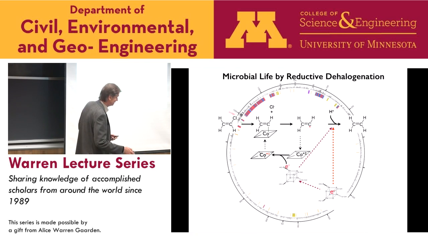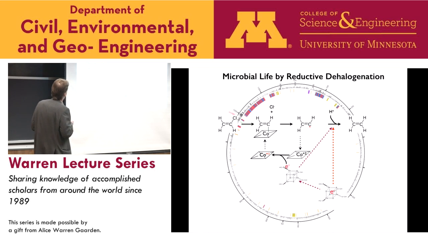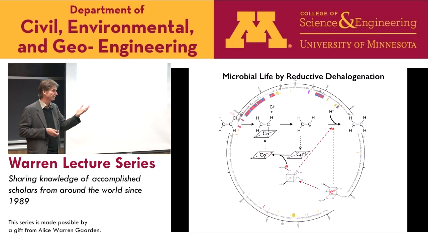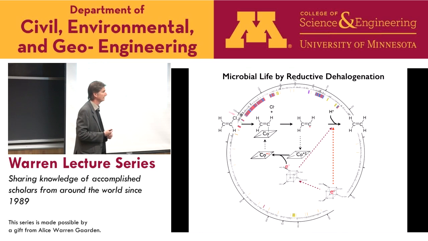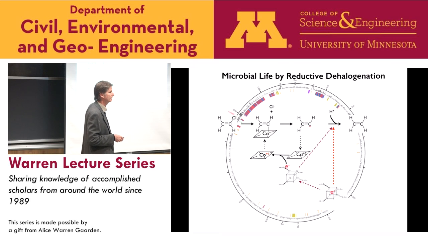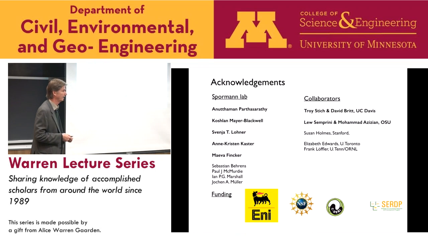So with that, I want to finish and thank the individuals involved. Anutaman did the protein chemistry work in the lab. Kosh, who was a grad student, developed the nanoliter qPCR chip, which, when I was talking with Bill this morning about the tracing of antibiotic resistance genes, I think might be a great tool for that. And he did develop the chemostat after a system that was in our collaborators' lab, Lou Semprini and Mohamed Azizian.